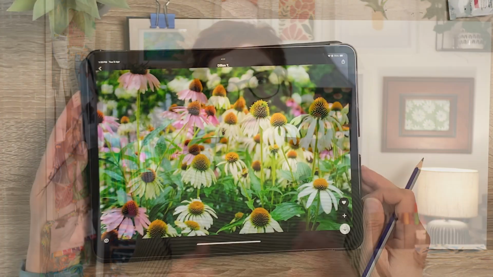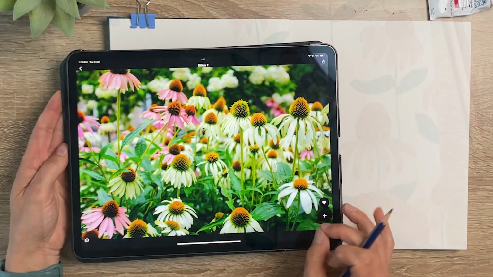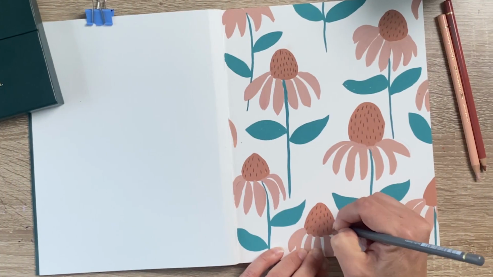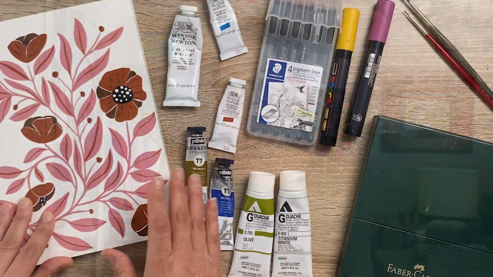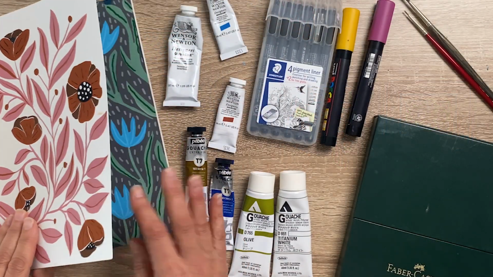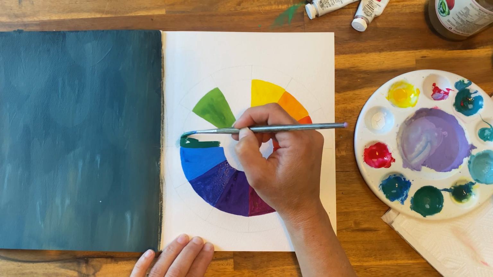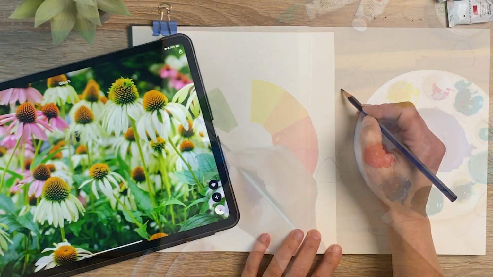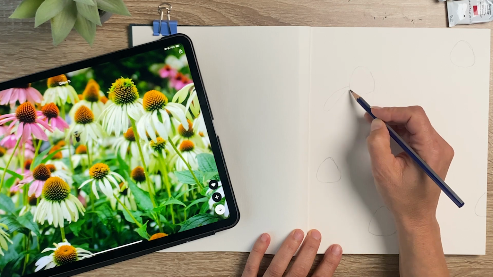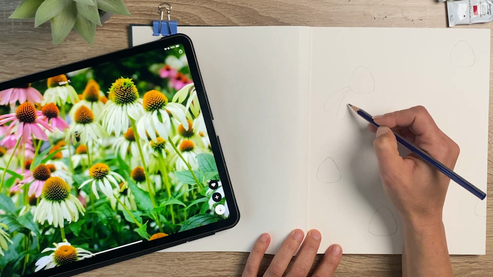For the final project, you will select a single flower or two from a photo reference and translate it into a pattern within your sketchbook. Our journey begins with an overview of the necessary materials, followed by a deep dive into colour theory and the properties of gouache. We'll then embark on selecting our flowers, crafting compositions, and sketching our paintings.